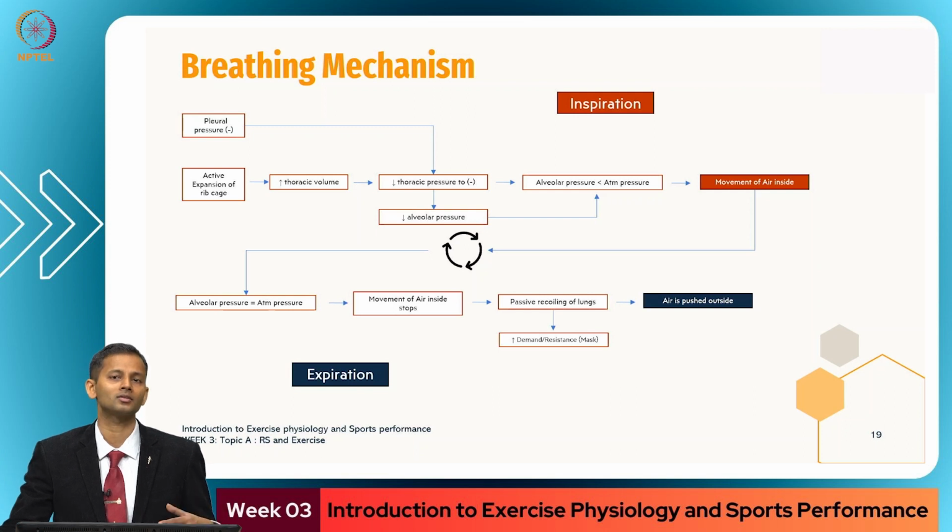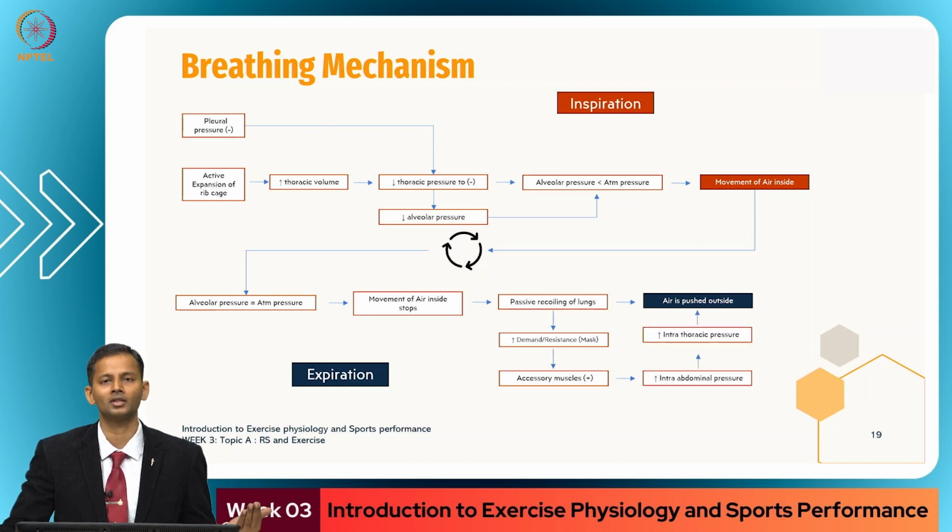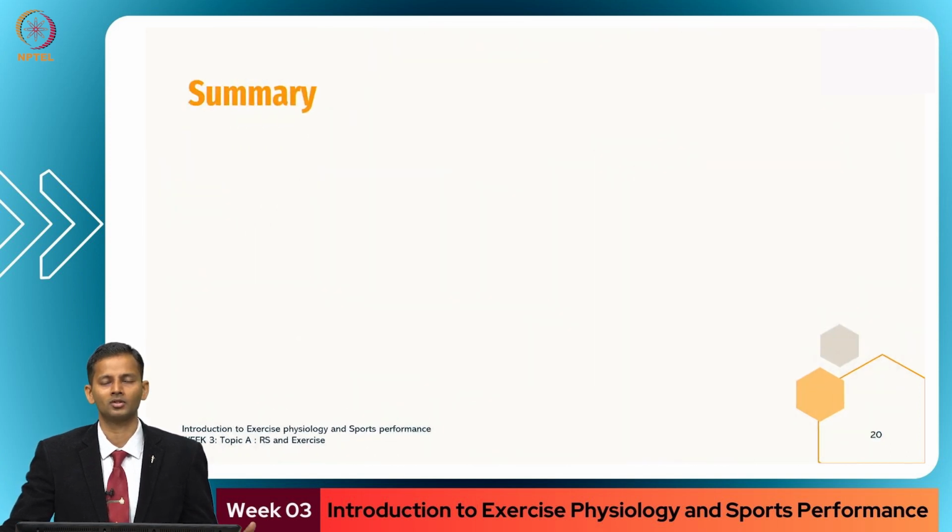So what happens if there is an increased resistance, say because of wearing a mask, or because of some obstruction, or because of increased demand in terms of exercise? There you have a forced expiration which is required. So the activation of the muscles happens, because of which you have an increase in the intra-abdominal pressure, which further increases the intrathoracic pressure, which causes the gushing out of air, thereby causing an expiration. So that's the process of how respiration happens.